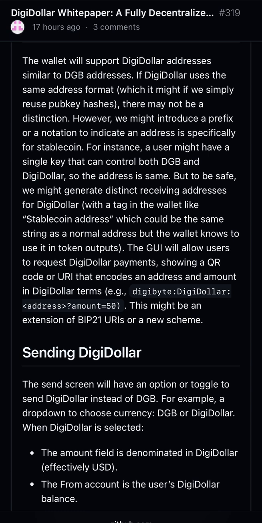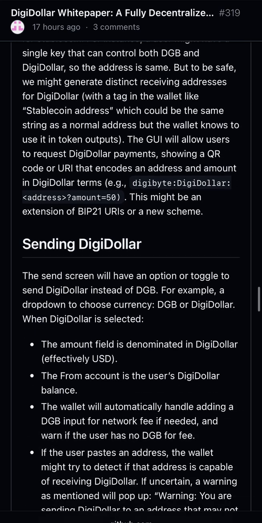token outputs. The GUI will allow users to request DigiDollar payments, showing a QR code or URI that encodes an address and an amount in DigiDollar terms, e.g., digibyte:address?amount=50&token=DigiDollar. This might be an extension of BIP 21 or a new scheme.